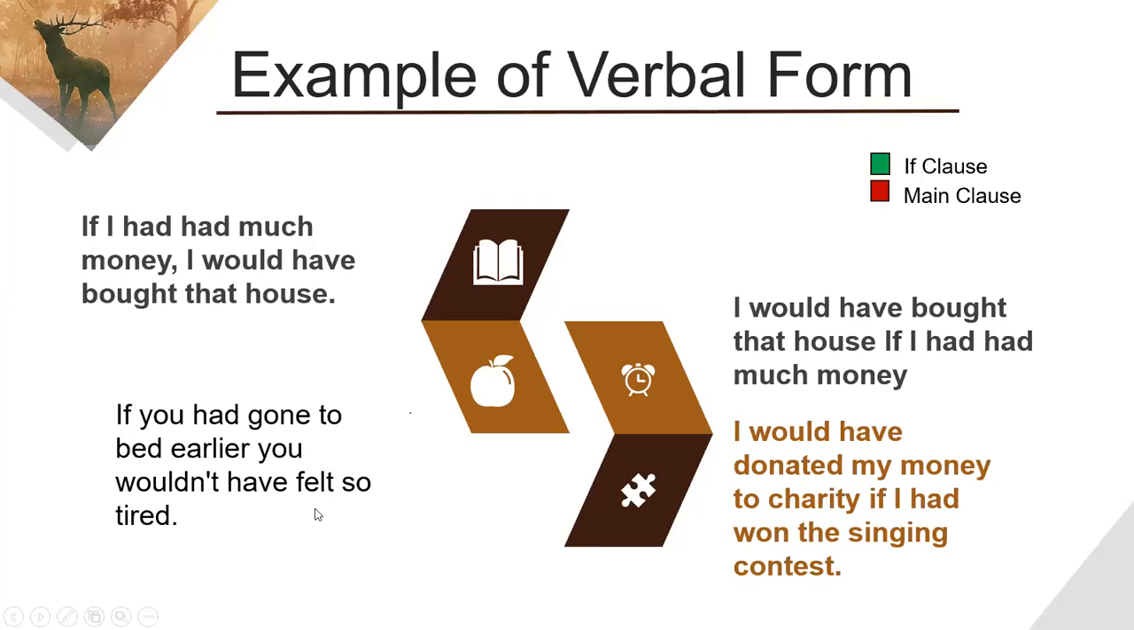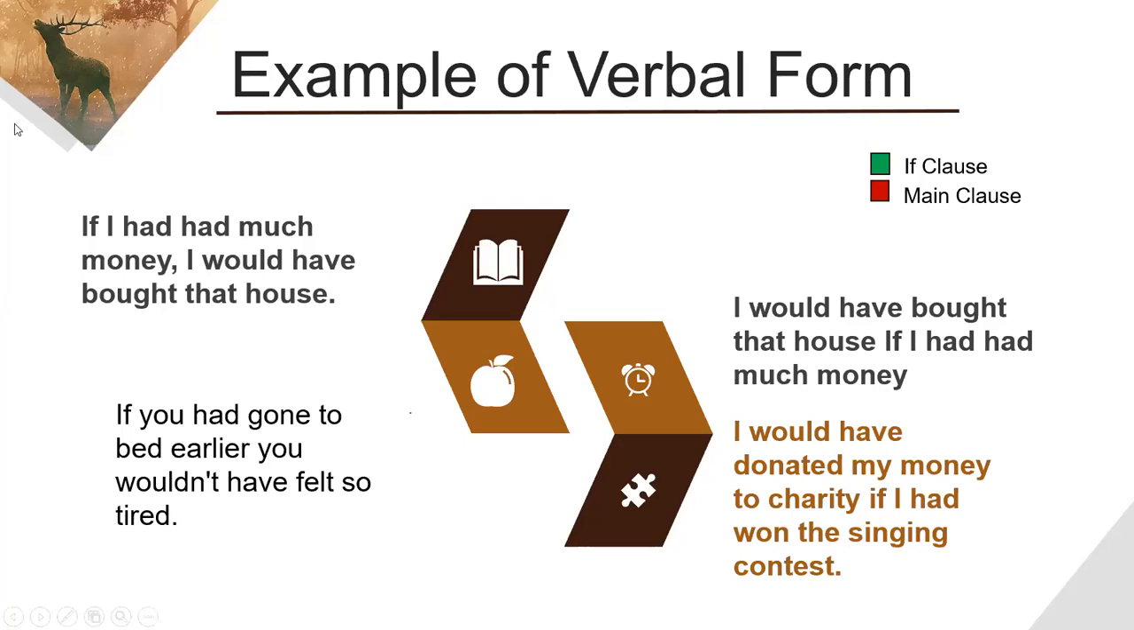And then which is the result clause or the main clause? You wouldn't have felt so tired. That's correct. And then how do we form the main clause? Subject would have plus verb 3, sir. Okay, good. Subject would plus have plus verb 3. That's correct.